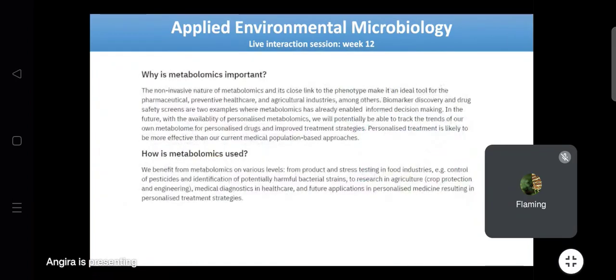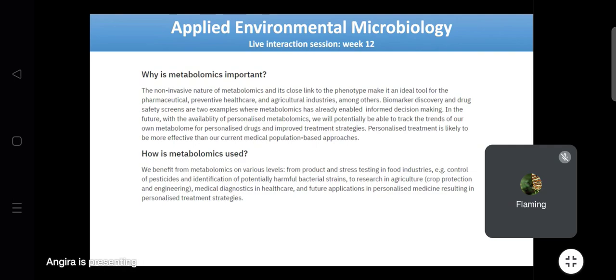Now, why is studying metabolomics important? It is because, firstly, it is a non-invasive nature of study, and also studying metabolomics will help us to link its phenotype, and also it will help the pharmaceutical, healthcare, and agricultural industries to flourish, because this particular part of study will help in biomarker discovery, drug safety screens, and there are many other studies which will help us advance our research in this field.